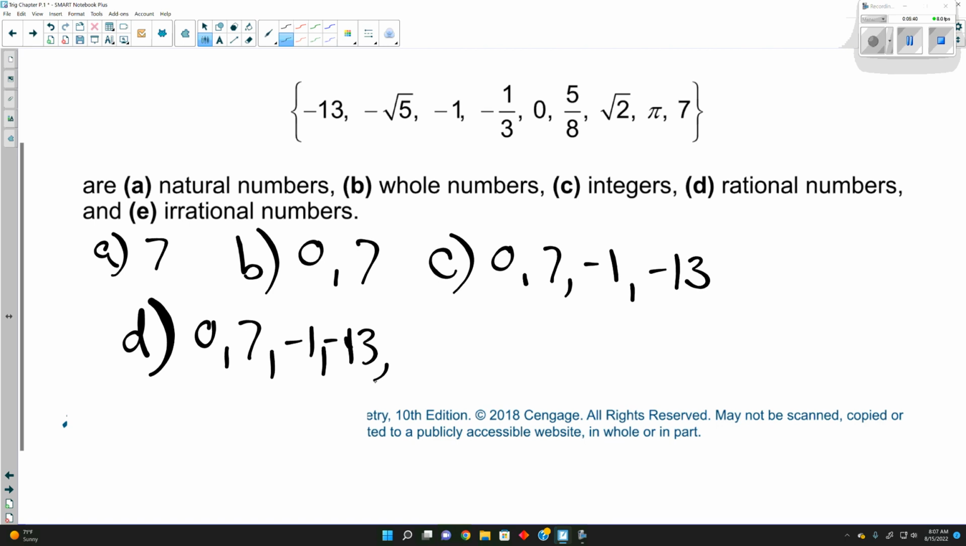But now we have to include -1/3 and 5/8.